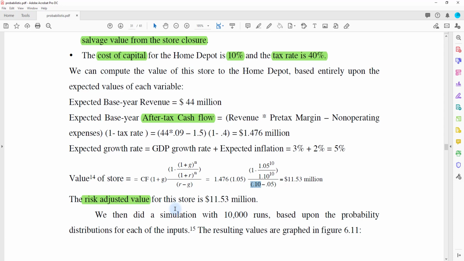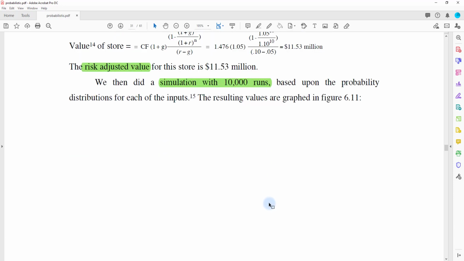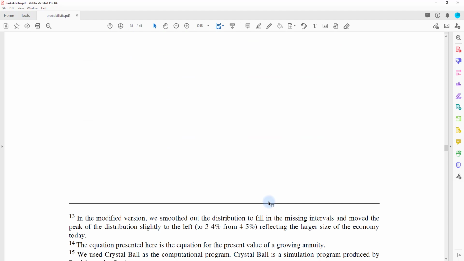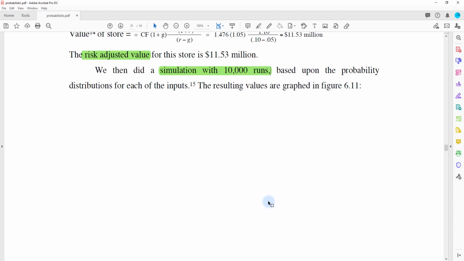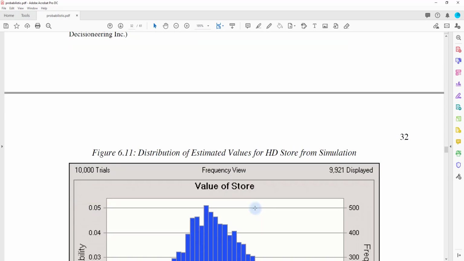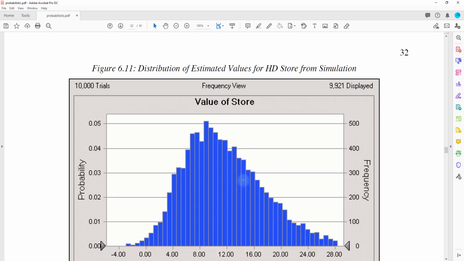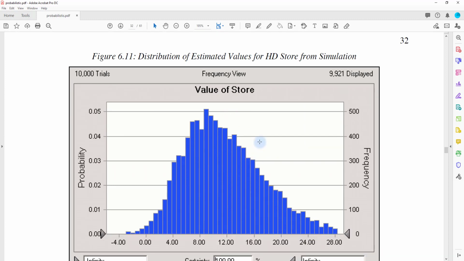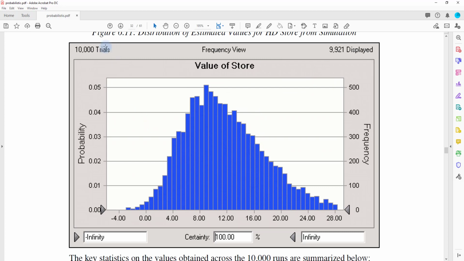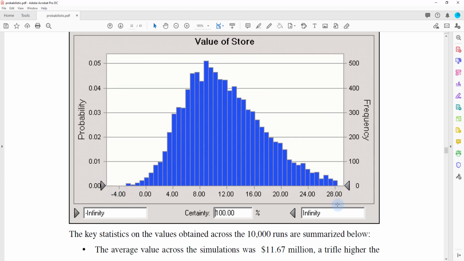Then Damodaran did a simulation with 10,000 runs using Crystal Ball. Crystal Ball is an add-in to Excel. It has a free trial, but for a very short period of time, and you have to pay to use it. The graph from this distribution for the Monte Carlo simulation is shown on page 32. So you can see this is the output from Crystal Ball. We can see the distribution of the store value, where the minimum is and where the maximum is.